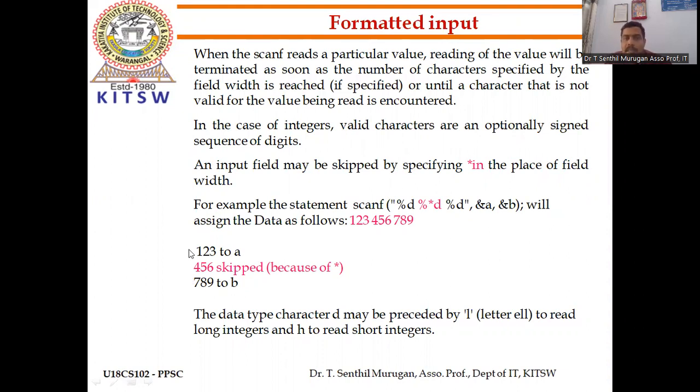When scanf reads a particular value, reading of the value will be terminated as soon as the number of characters specified by the field width is reached. So if you give %5d, it will read 5 digits and the remaining it won't read. Even if you give 7 numbers, for example 1, 2, 3, 5, 8, 6, 2, with %5d only the first 5 digits it will take.